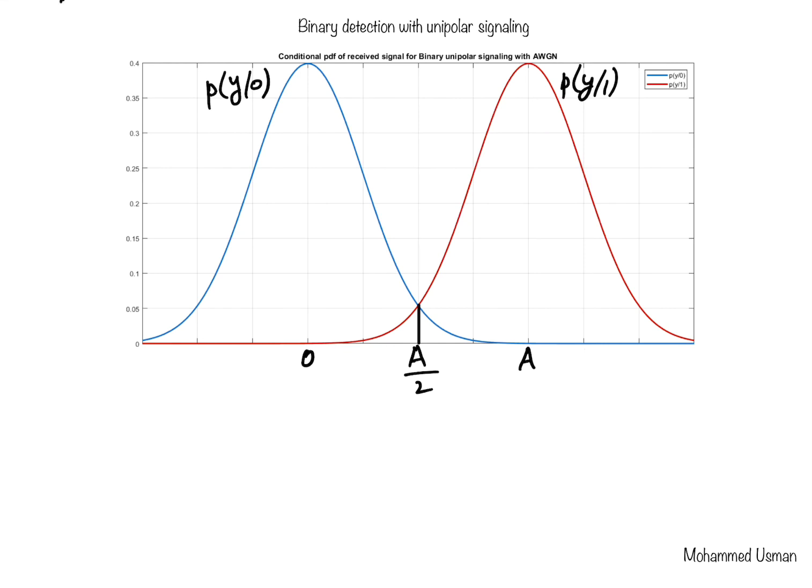Now suppose that a bit 0 is transmitted, which corresponds to this blue PDF. There is some part of this PDF which is to the right of the threshold.